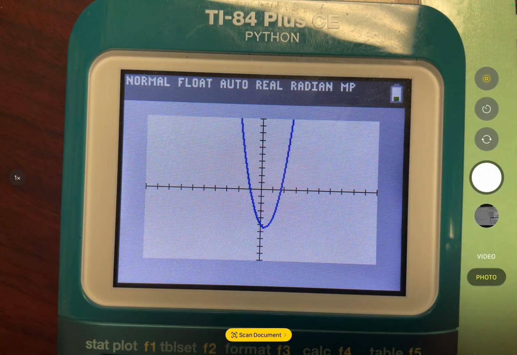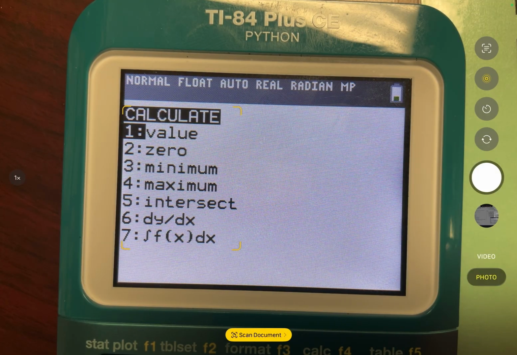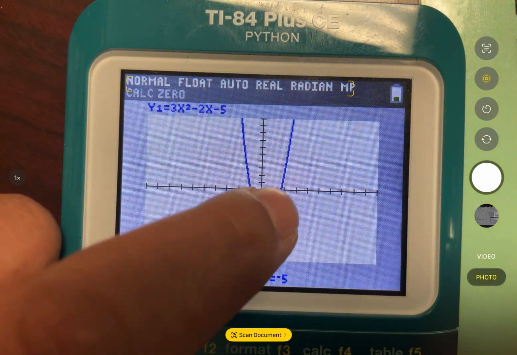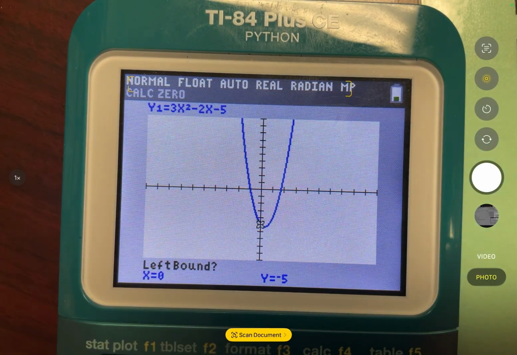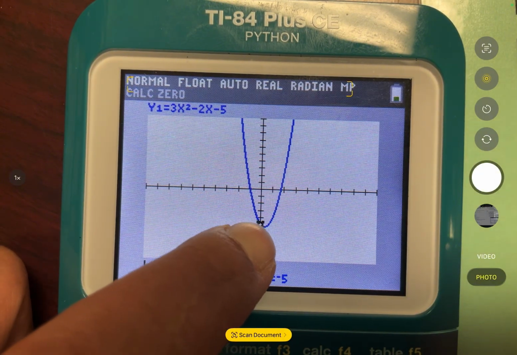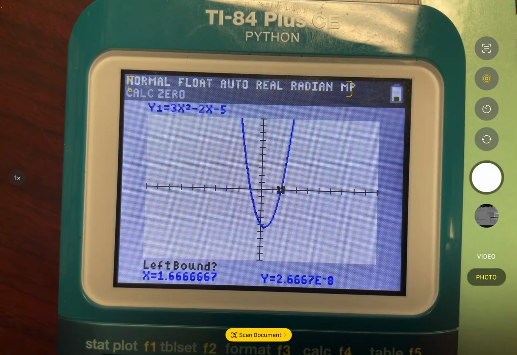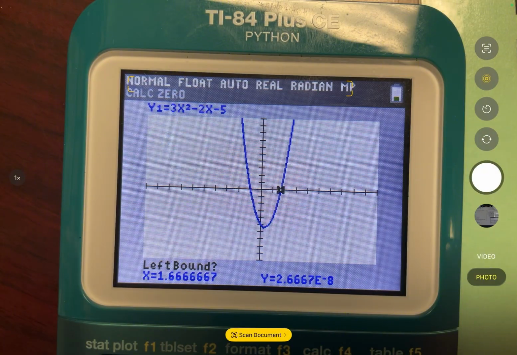So I'm going to press second trace, number 2. Now, we're looking for this x-intercept right here, correct? Your star will always start in the middle. And we're going to practice this with the next example as well. So this is only the first example. I'm going to move it as close as I can to the x-intercept because that's what I'm looking for. This one allows you to put it right on top of the x-intercept. Not every time.